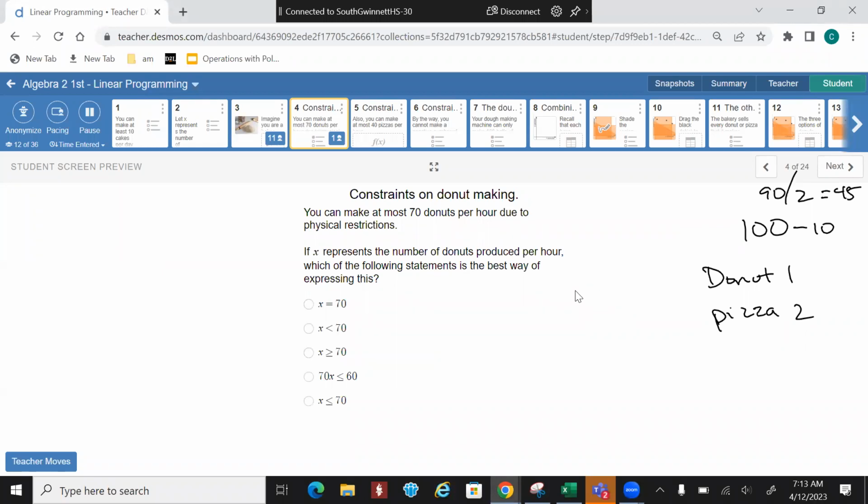You can make at most 70 donuts per hour due to the physical restrictions. If X represents the number of donuts produced per hour, which of the following statements is the best way to express this? At most 70. What does that look like? So at most 70.